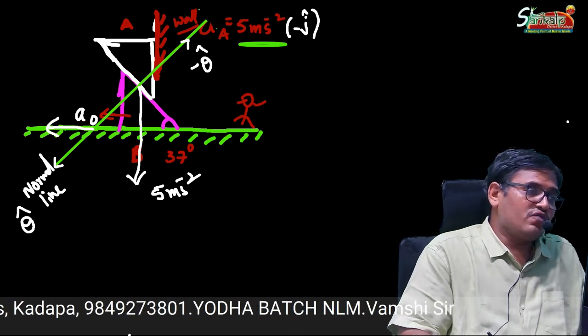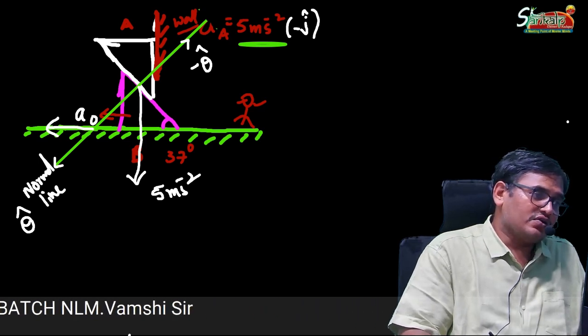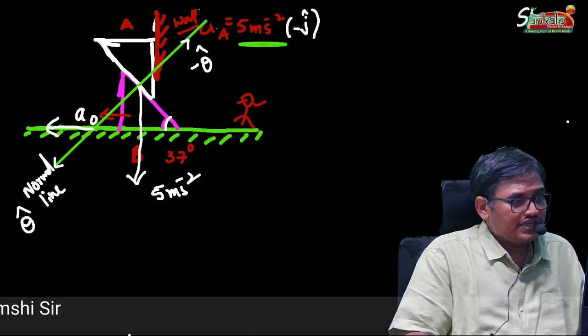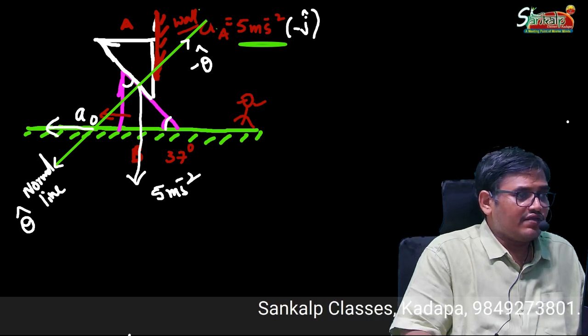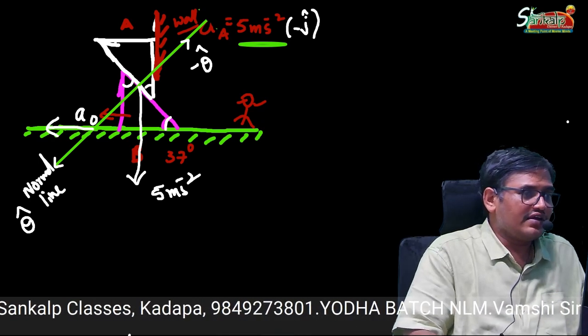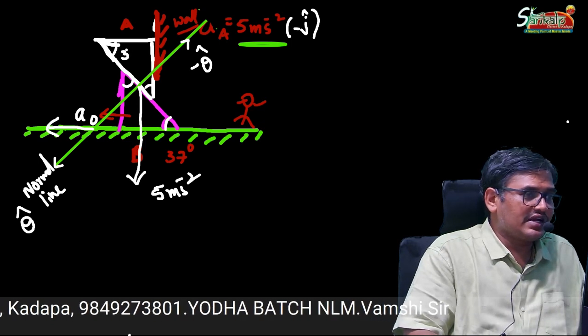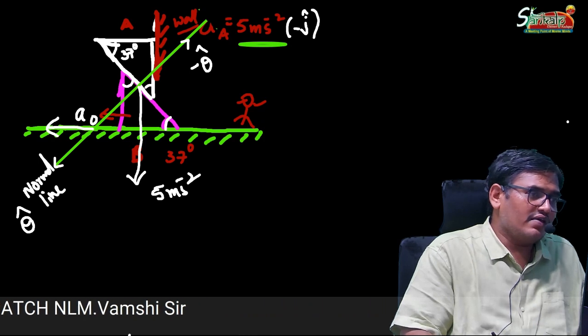Now we should find the acceleration of both the wedges along this normal line. You see, my dear children, if this is 37 degree, this will become 53 degree. If this becomes 53 degree, this also becomes 53 degree. Then this becomes 37 degree. Yes or no? Okay? Is it clear?